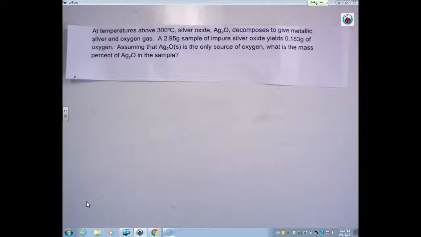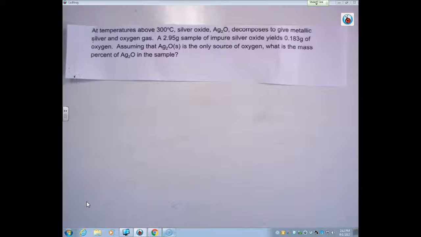This screencast is going to work through an advanced stoichiometry problem for AP Chemistry. So in this particular problem, it says that at temperatures above 300 degrees Celsius, silver oxide decomposes to give metallic silver and oxygen gas. Assuming that we have an impure sample of silver oxide and it produces a certain amount of oxygen, and we're going to assume that the silver oxide is the only source of oxygen, we want to know what the mass percent of the silver oxide is in the sample.